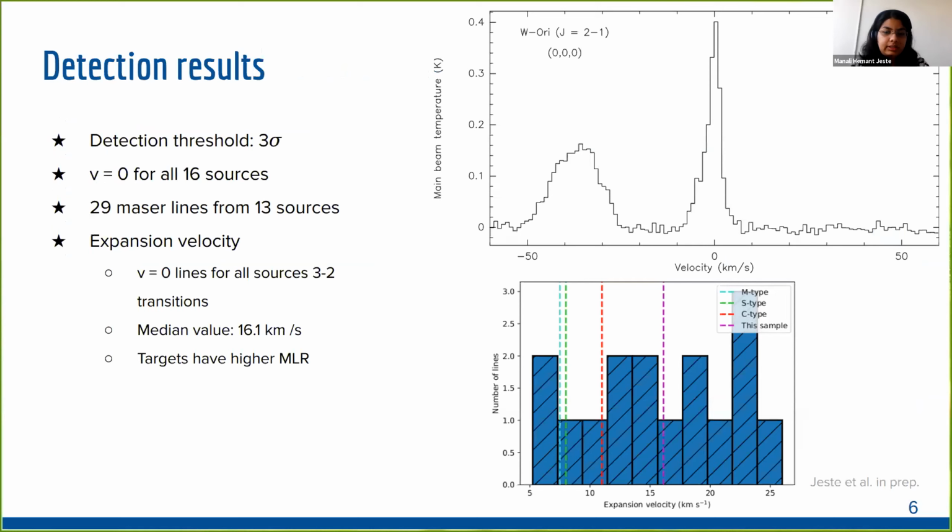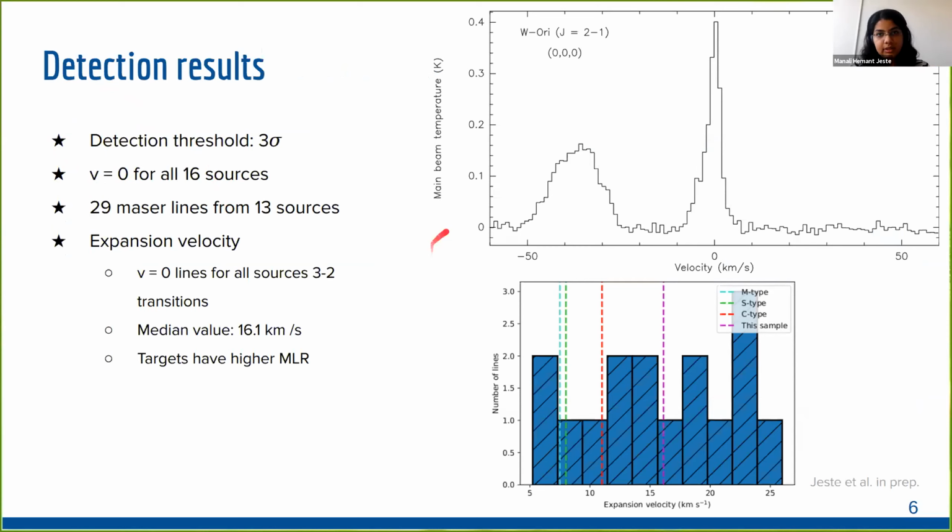What we did for detection is we put a detection threshold of 3 sigma, and that gave us the ground state detection, v = 0, of all the 16 sources. And surprisingly, we also detected 29 HCN maser lines from 13 of our 16 sources.